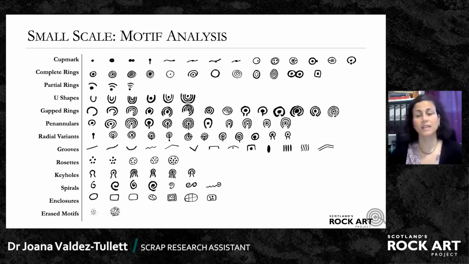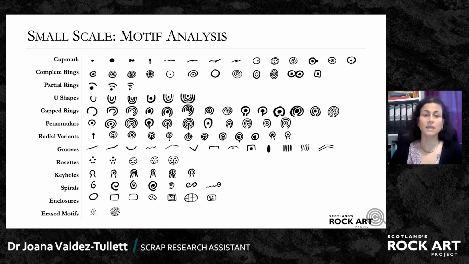So the classification scheme that you see that we're using, as I said, is a combination of my work and Blaise O'Connor's, particularly for this motif category, and we have a number of subcategories for the motifs that you can see on the left, and we have a total of 190 attributes that are distributed within these subcategories. So we have cup marks, complete rings, partial rings, U-shapes, spirals, rosettes, and so on.